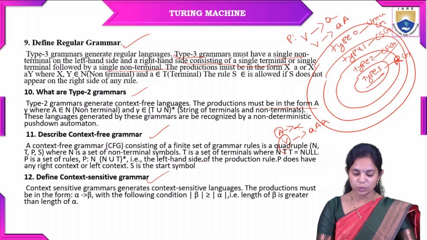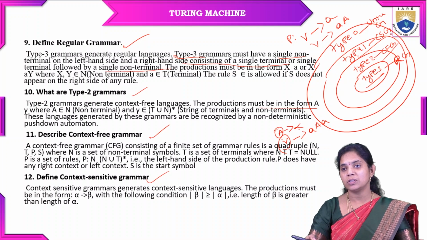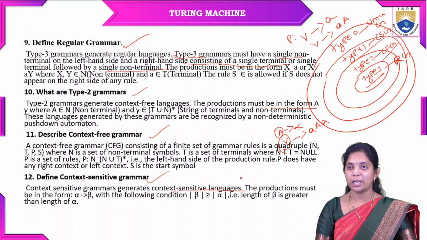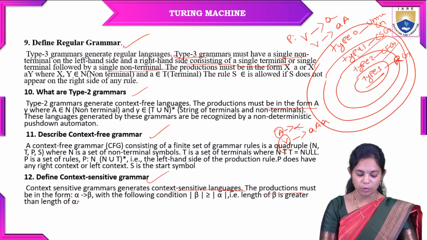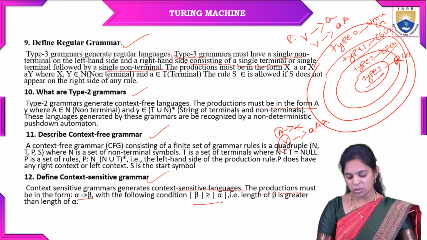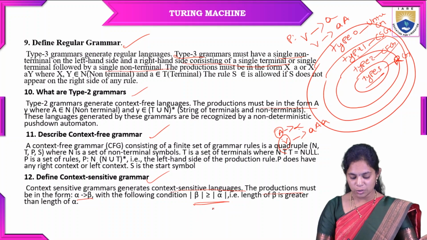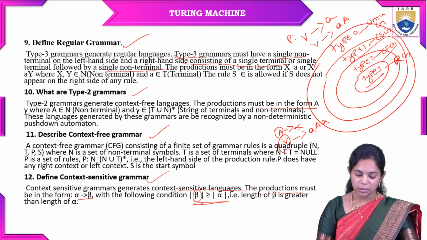Context sensitive grammar is a type 1 grammar, which generates the context sensitive languages. In context sensitive languages, the productions must be in the form of alpha tends to beta. There is a restriction in the production rule: the length of the left hand side must be less than or equal to the length of the right hand side. Here beta is the right hand side, and alpha is the left hand side.